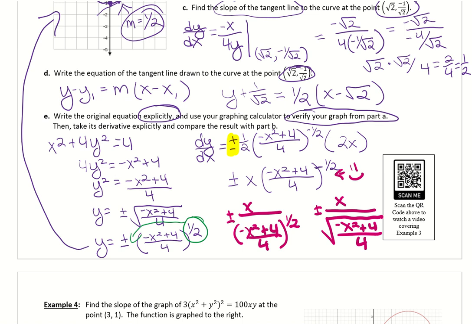So remember, when you have a negative exponent, it goes to the denominator. And when you have a fractional exponent, it makes it a radical.